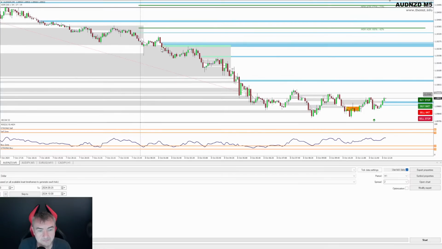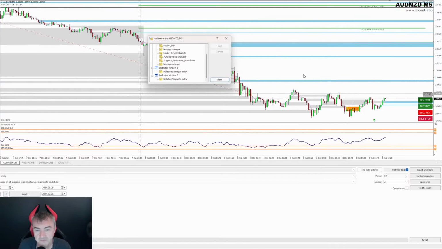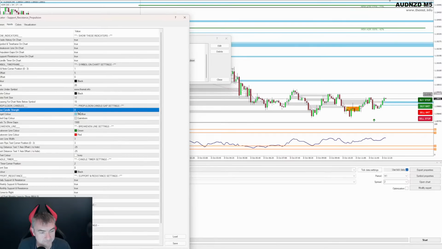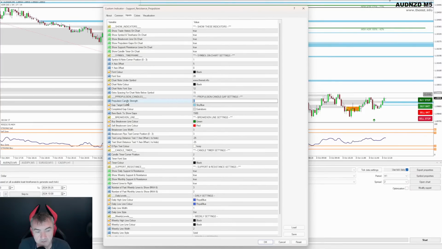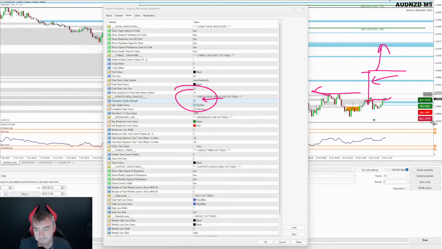When you get a propulsion gap, it has to be bigger than the last 25 candles. So the propulsion candle strength input here has to be 25. What that does is it looks at a large move, and if that candle is bigger in size than the previous 25 candles, so it checks every candle, and none of them were as big as that one, it goes, we're in. That's a propulsion gap. So that setting is set to 25, right?